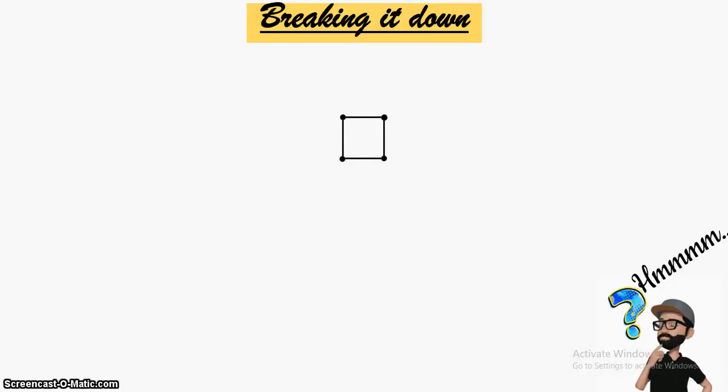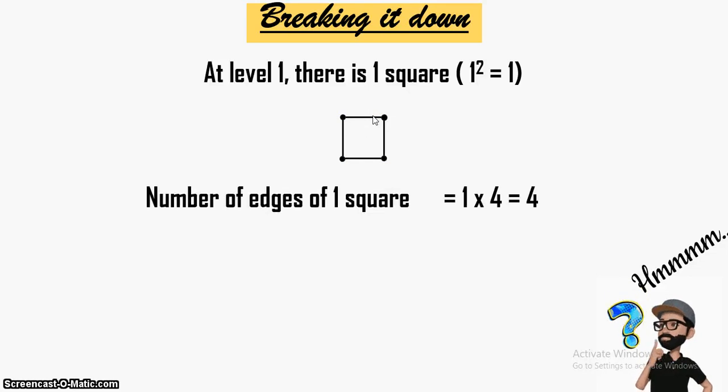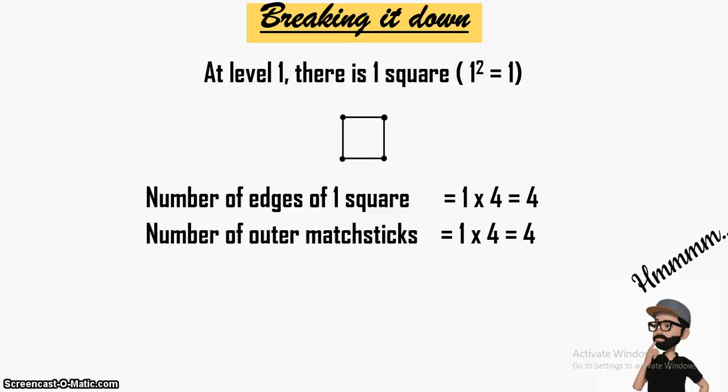Now we are breaking it down. At the first level, we have one square. We could take that as 1 raised to power 2. It gives us 1. A square has how many edges? 4 edges. 1, 2, 3, 4. So the number of edges of one square is 1 times 4, which is 4. And that forms the number of outer matchsticks for the pattern. 1 times 4, 4. What next do we do?